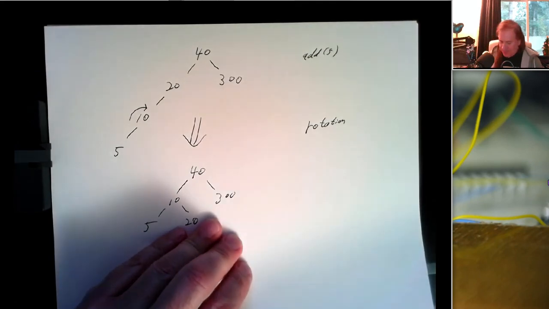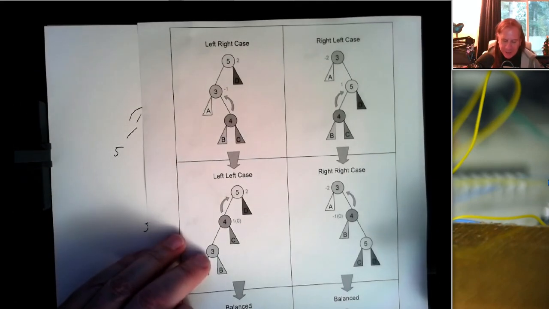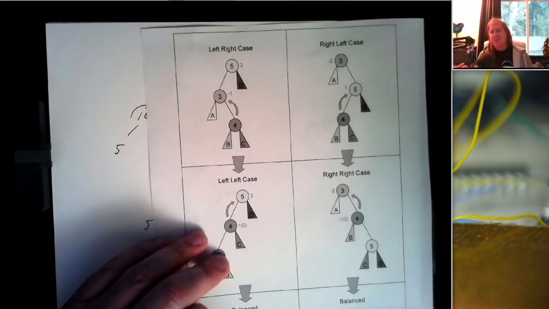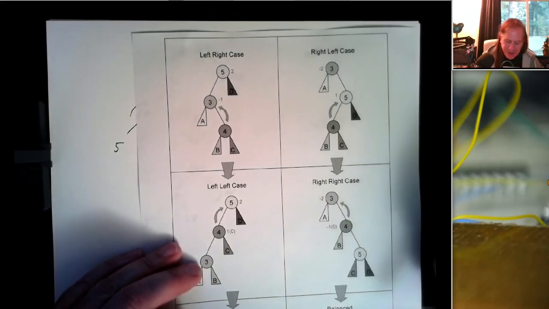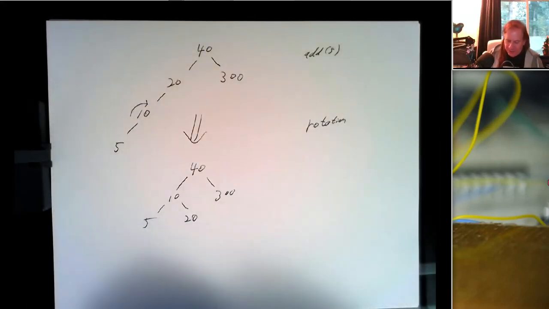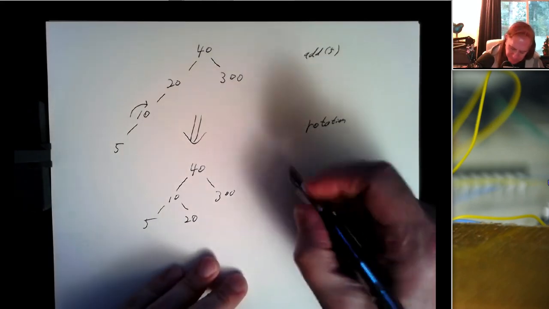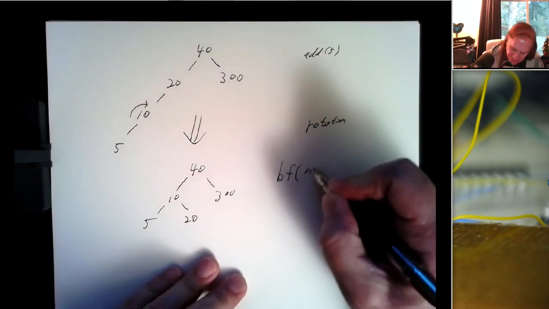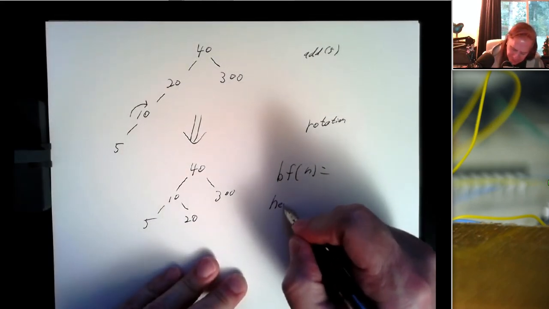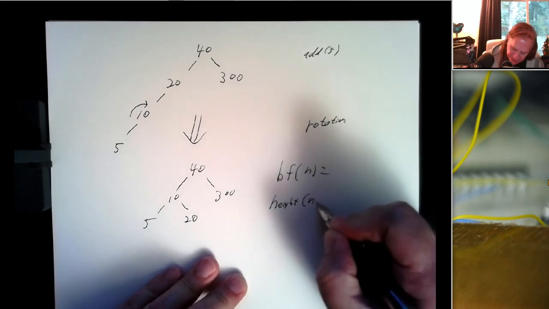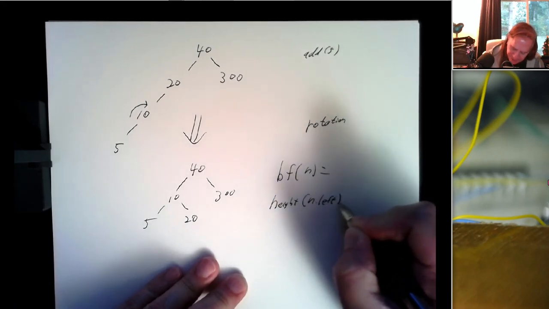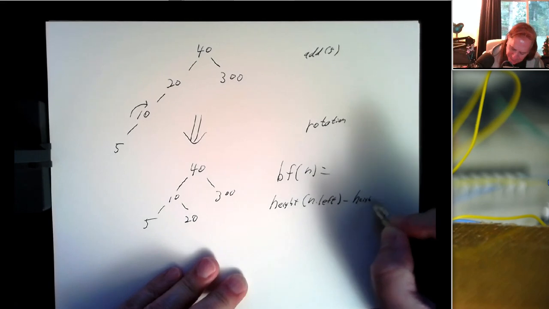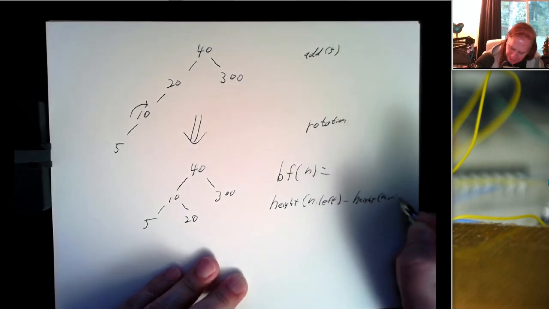And to know when to rotate, we need to do one more thing. This is something we already talked about also. We need to look at the balance factor. So remember, the balance factor of a node equals the height of the node's left tree minus the height of the node's right tree.